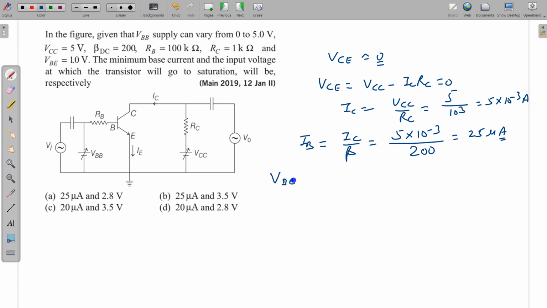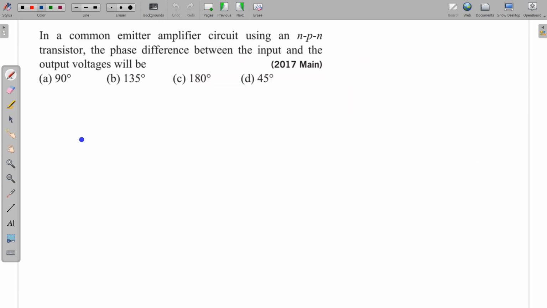We need to find this VBB and this VBE. VBB is VBE plus IB into RB. What is VBE here? VBE is 1, and IB we have calculated as 25 into 10 to the power minus 6, and RB is 10 to the power 5, so this is 3.5 volt. So what is the correct answer here? The correct answer is B. Next question.